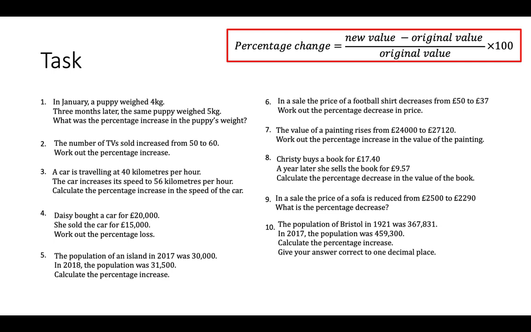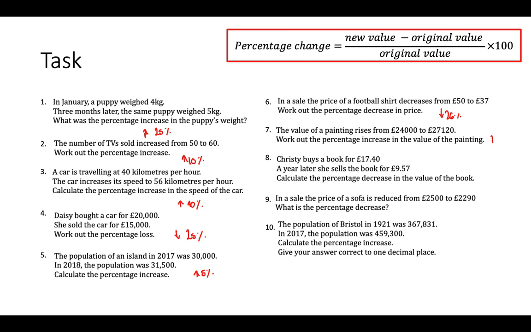Okay, I'm going to write out the answers. So for question 1, it's an increase. The question itself asks what is the percentage increase, so it's an increase with an upwards arrow, increase of 25%. Question 2, it's also an increase by 10%. Question 3, we have an increase of the car speed of 40%. Question 4, we have a decrease, because it's a percentage loss, decrease of 25%. Question 5, we have an increase by 5%. Question 6, we have a decrease by 26%.